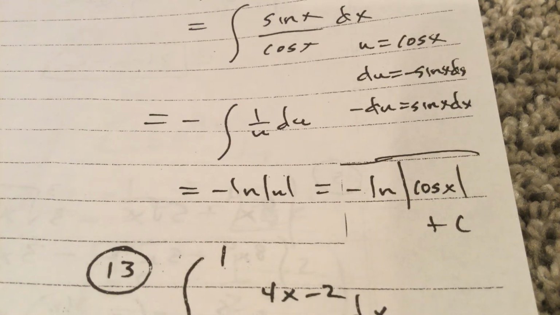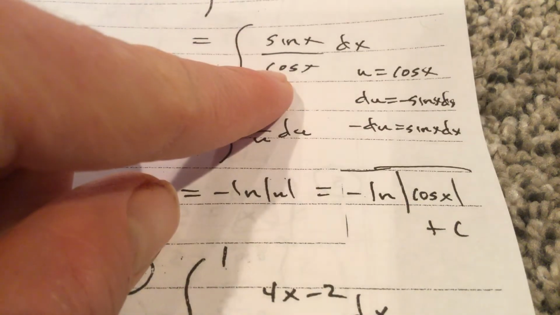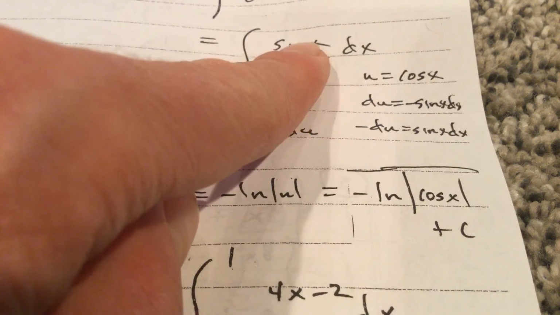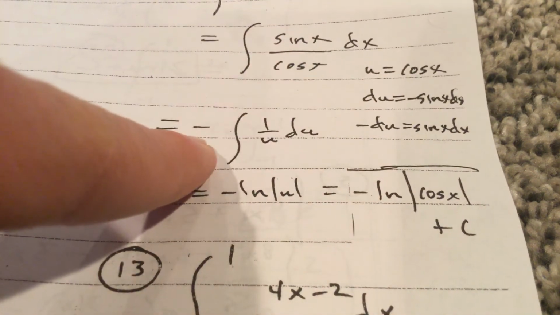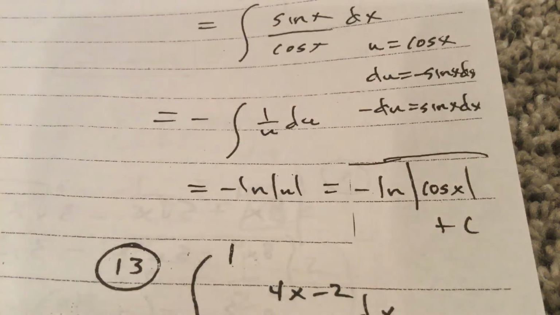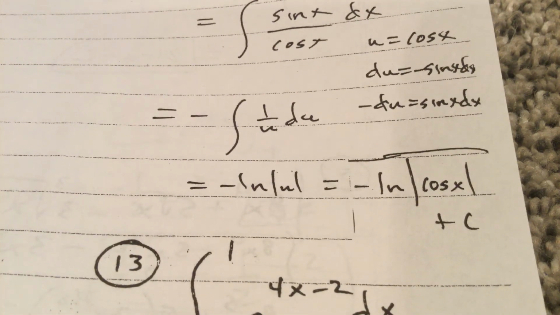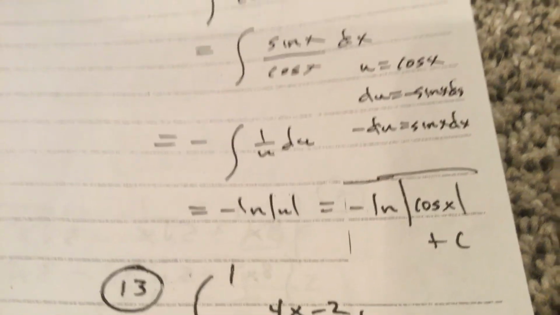All right, u is cosine x. If u is cosine x, then du is negative sine x dx, so take care of that. Put the negative on the outside, you'd have 1 over u du. Antiderivative of 1 over u, natural log, absolute value u. All right.